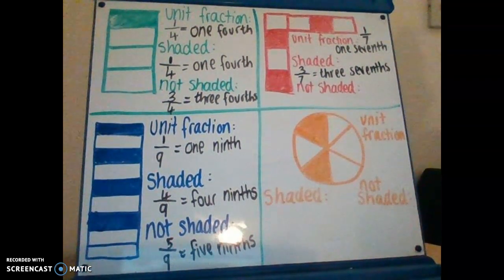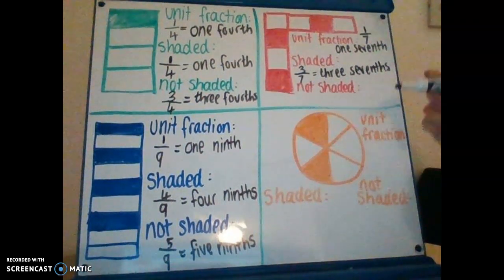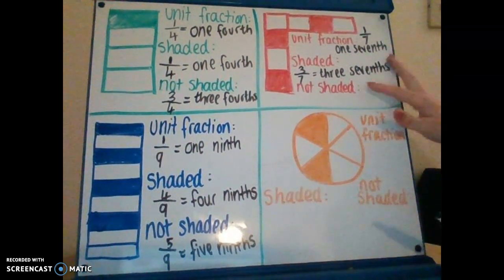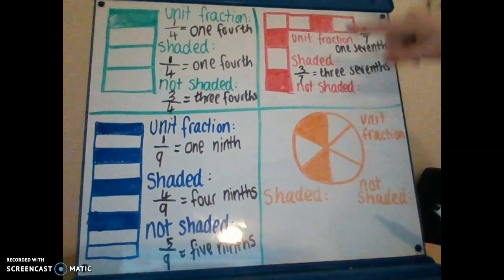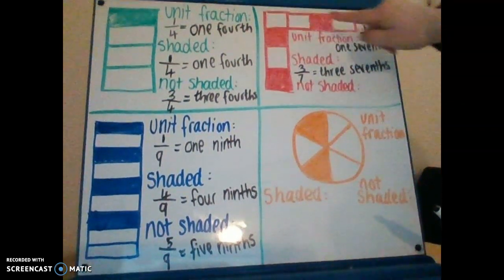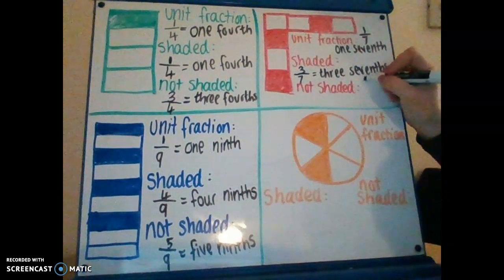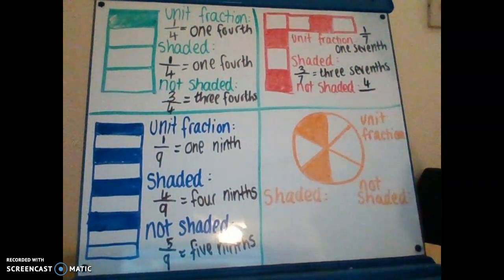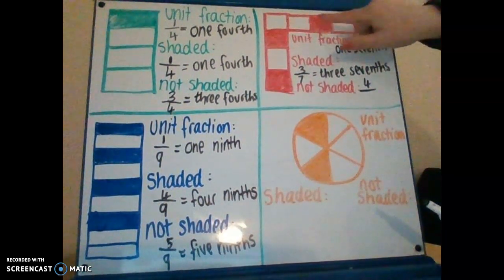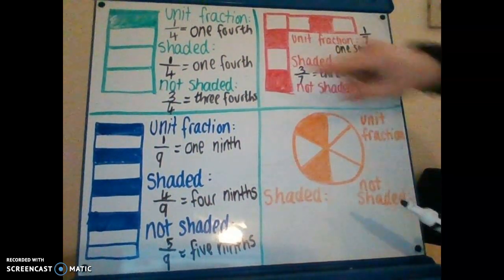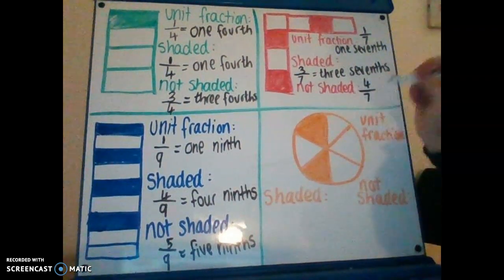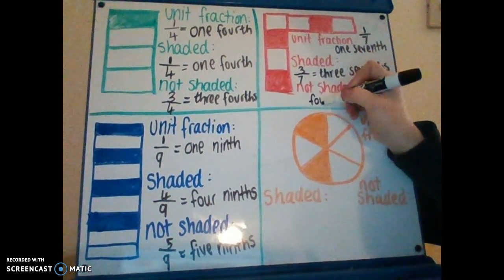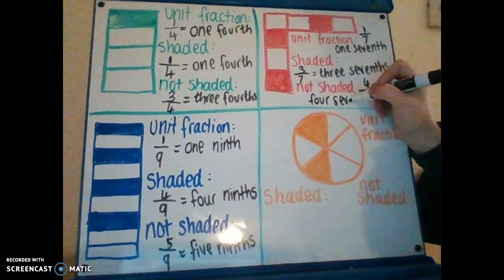Again, not shaded. The numerator on top tells us the total number of equal parts we're counting. So we're counting the not shaded parts. That's 1, 2, 3, 4. 4 are not shaded. Total number of parts in the whole, our denominator, our bottom number, 1, 2, 3, 4, 5, 6, 7. So not shaded, we have 4/7.